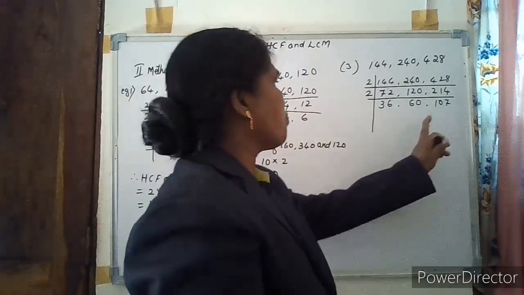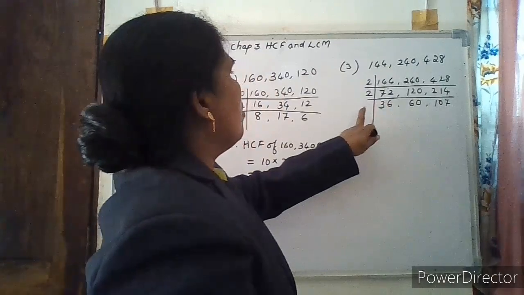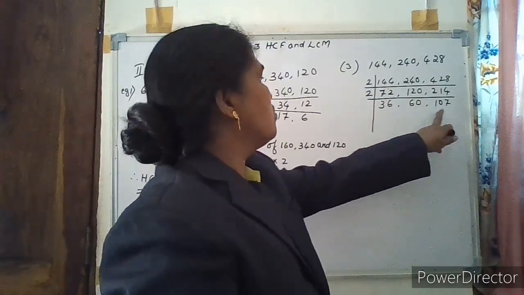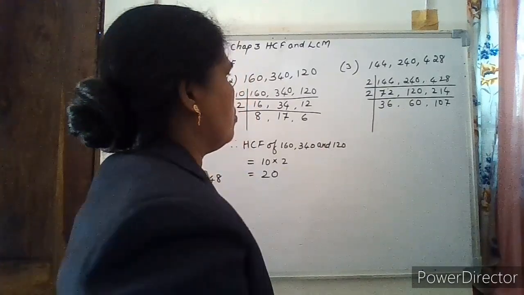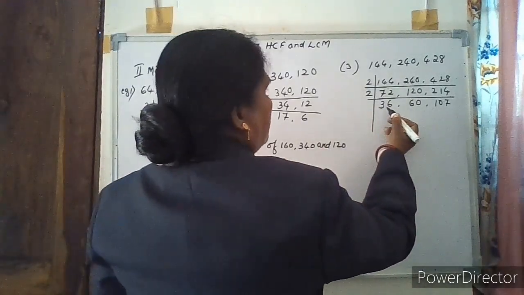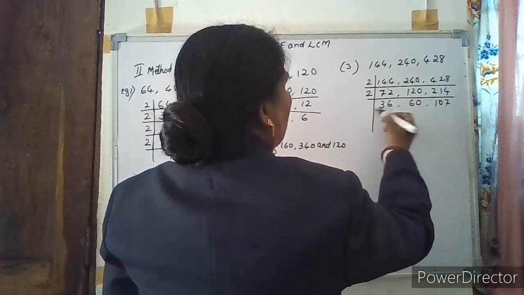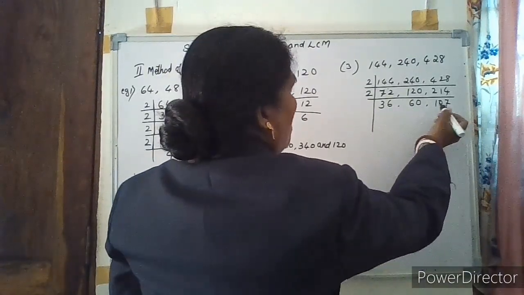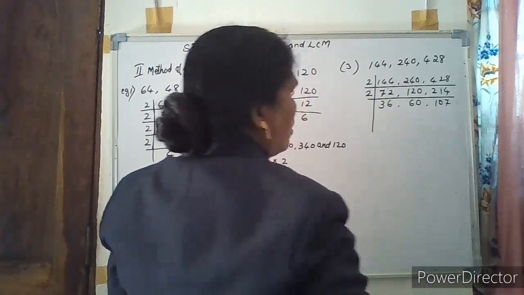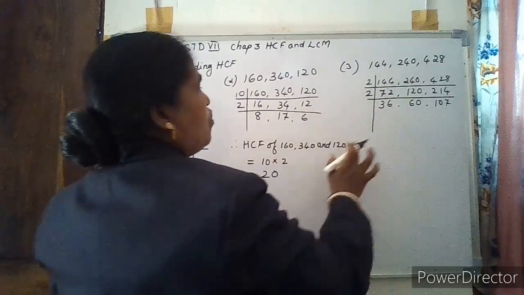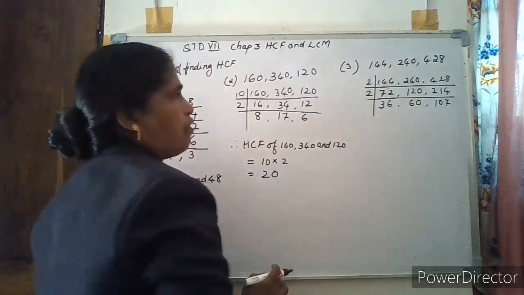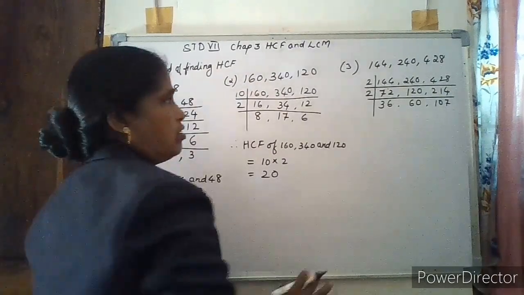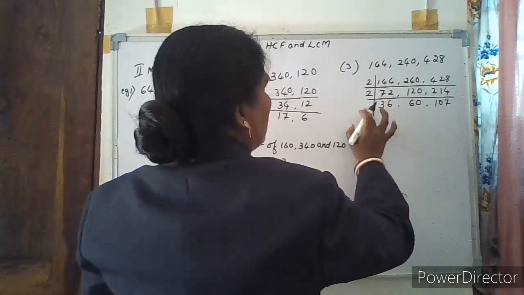Now all these three numbers are not divisible by any common number. 36 and 60 are divisible by 2 or 3 also, but this is not divisible by any other number. So therefore, common to all these three, we do not have any common divisor. So therefore, we'll stop the division here.